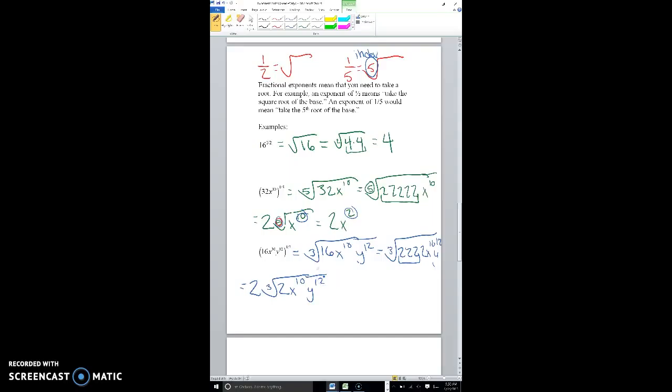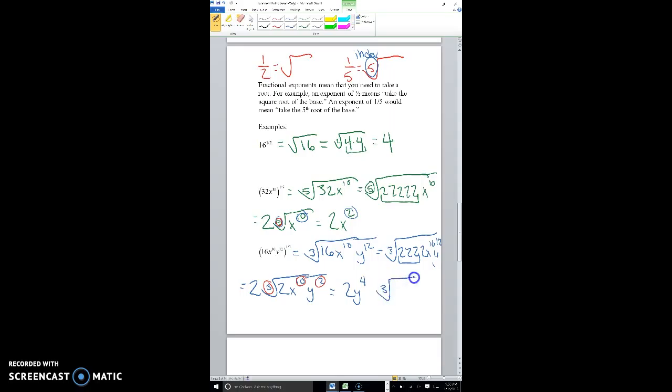Okay, so like I said in the previous example, to figure out the exponent on the variables, we can take the index and divide it into the exponents, right? The y is the easier one here, right? 3 goes into 12 4 times, so that means on the outside we're going to have a y to the 4th.